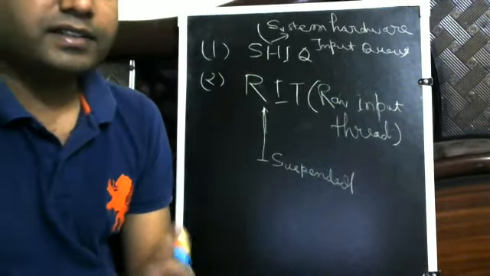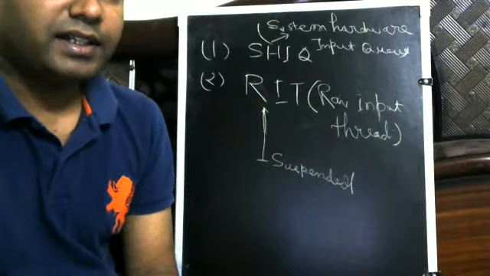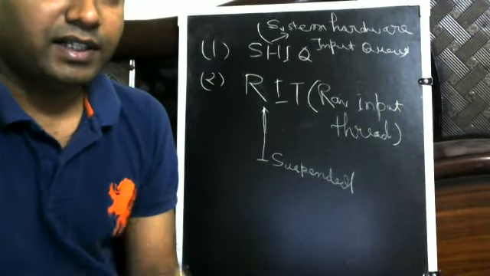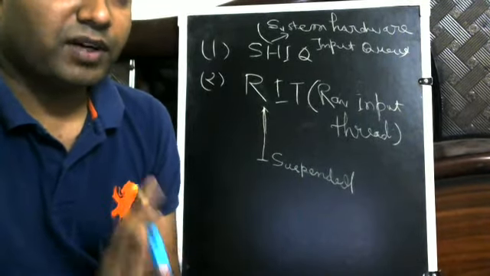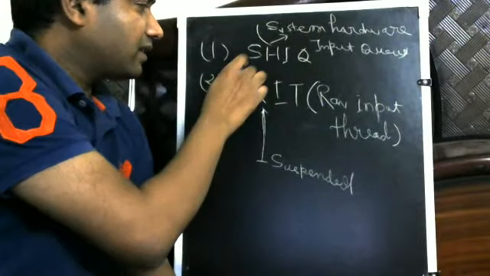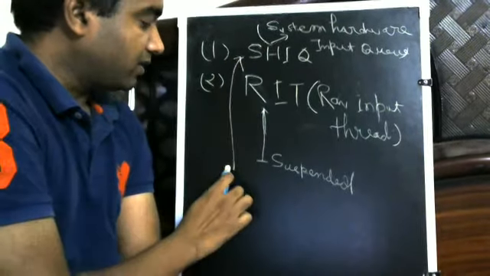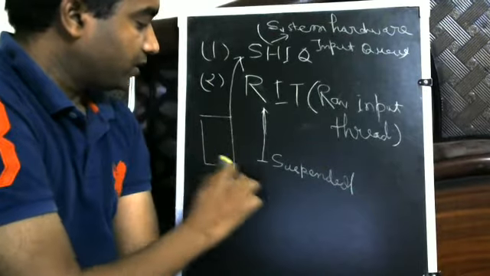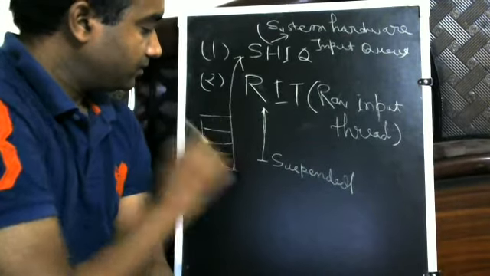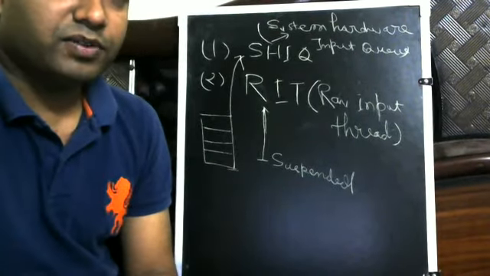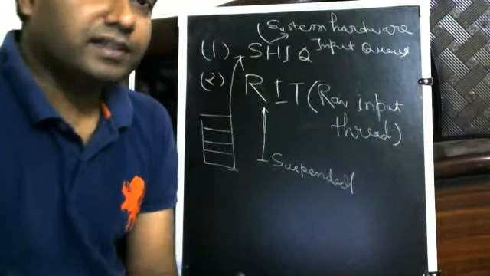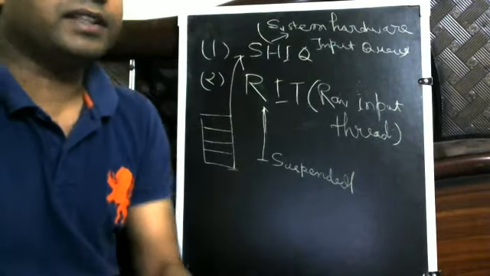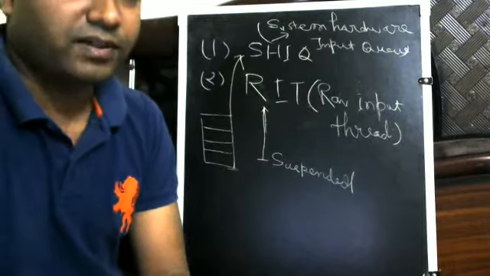It means the thread has been started, but it will not do anything, right? Apart from this, it also initializes the system hardware interrupt queue. This is the queue. The system hardware interrupt queue and the raw input thread are started by the Windows operating system at the time of startup, when Windows starts itself, right?